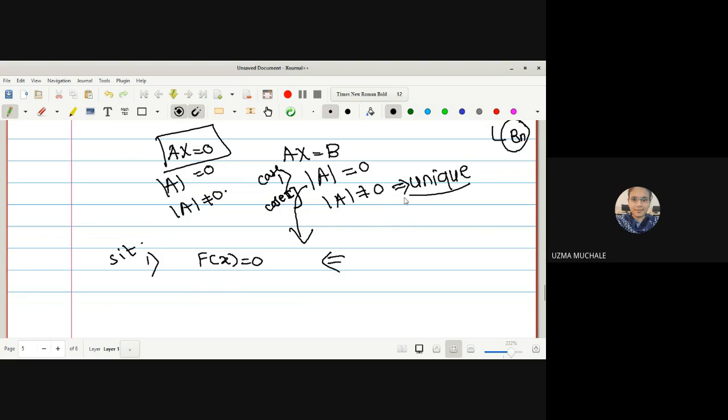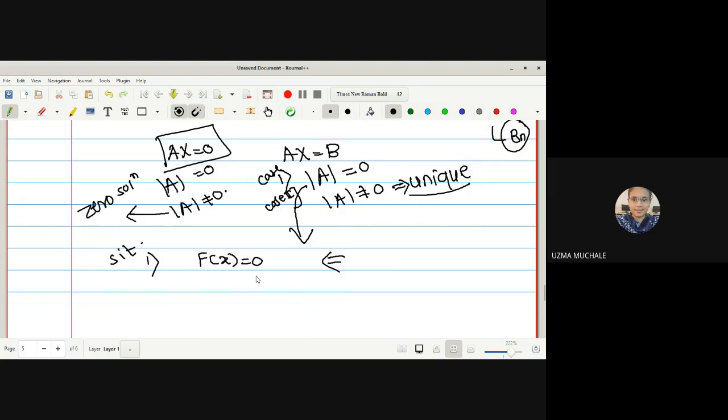If determinant is non-zero, you will obviously get a unique solution for the non-homogeneous case. But for the homogeneous case, you will get a zero solution. What do you get here? Zero solution. Okay. But here you get a unique solution since we have the value of b.